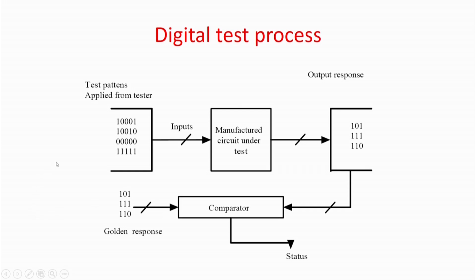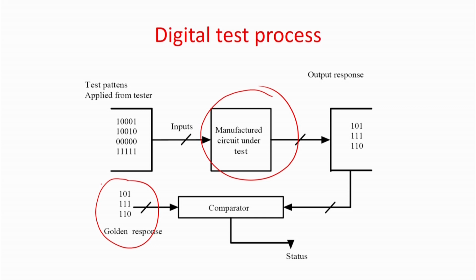This is the digital test process, or rather I should say the physical testing process. This is the manufactured circuit under test, the physical circuit which has been manufactured. It is put into a machine called an automatic test equipment, and then you apply inputs and observe the outputs. This is something called the golden response. The golden response is what the outputs should be for such given inputs if there are no defects in the circuit. Now you put the manufactured circuit in the tester, apply these inputs physically, measure the output and make a comparison. If the output matches the golden response, then there is no problem in the circuit and it can be shipped to the customer.